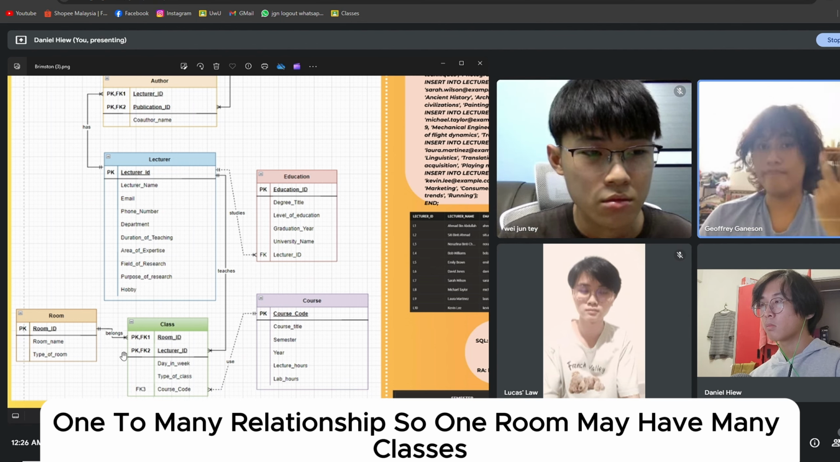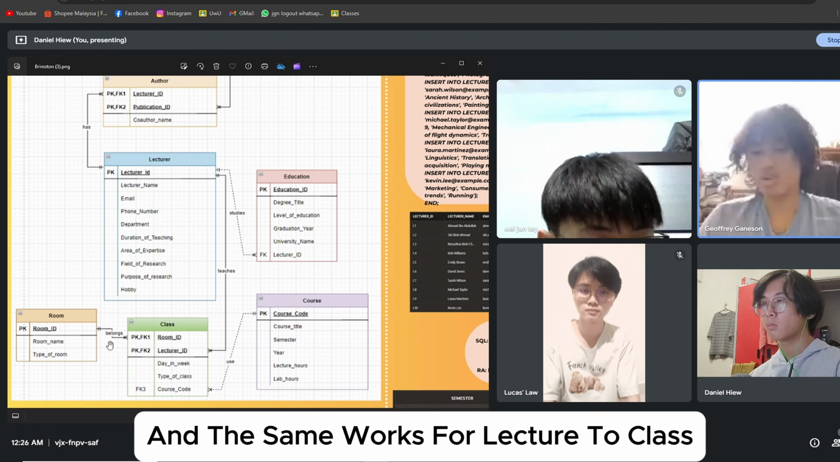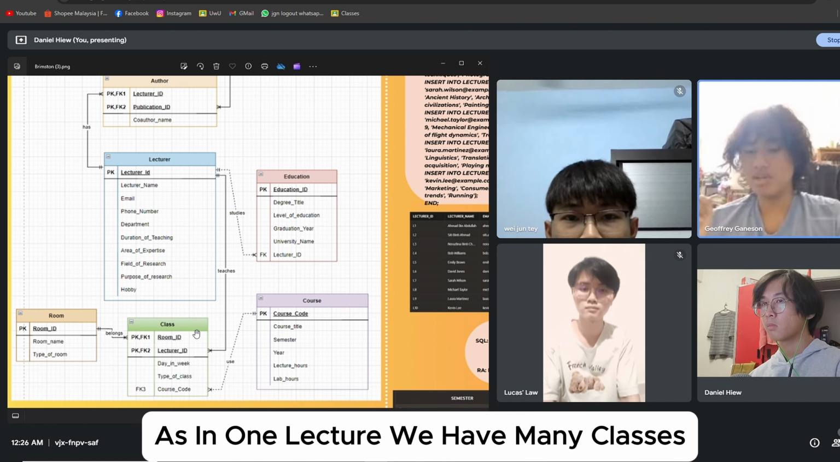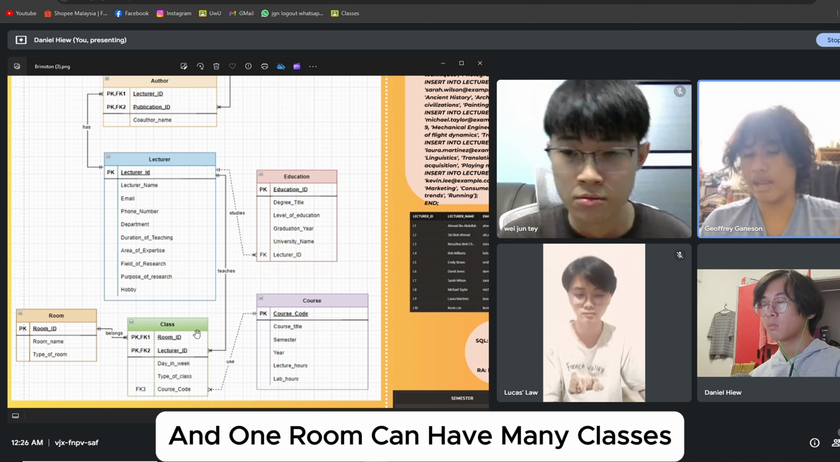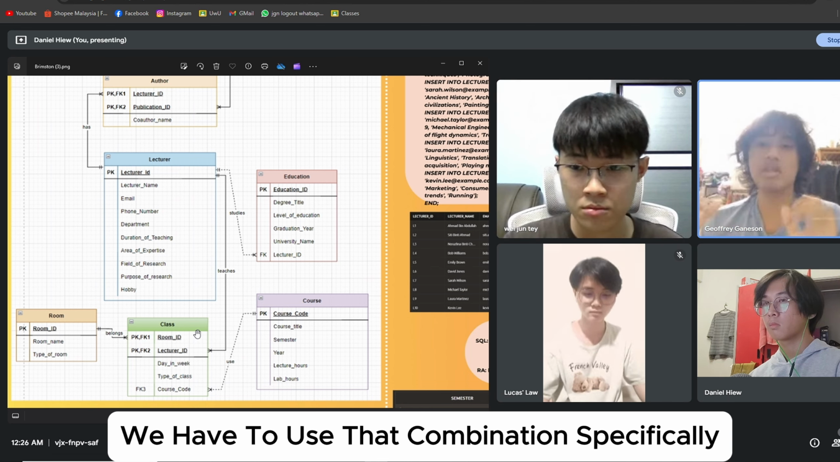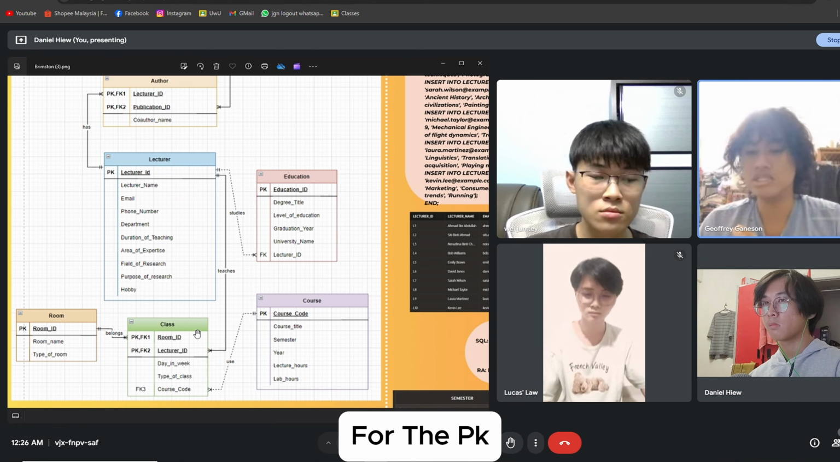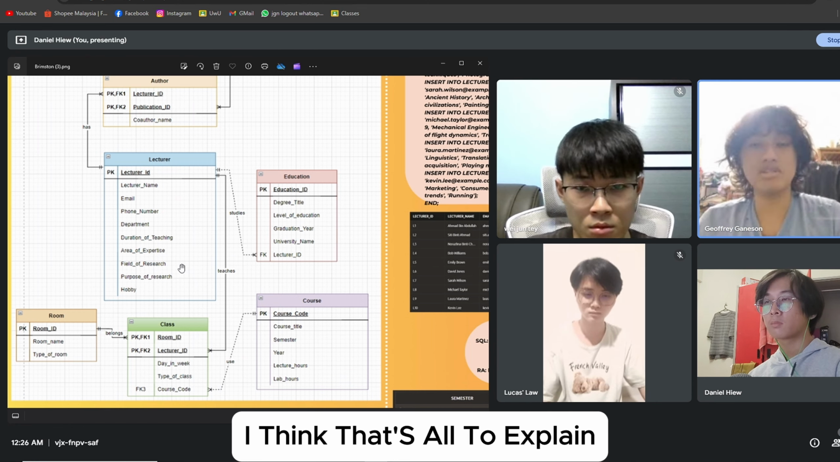So one room will have many classes, and the same works for lecture to class. As in, one lecture will have many classes. So because one lecture can have many classes and one room can have many classes, we have to use that combination specifically for the primary key. I think that's all to explain.